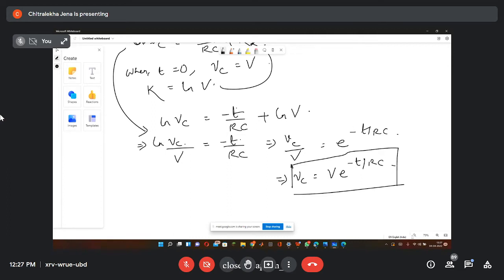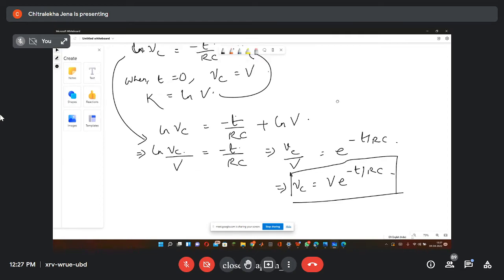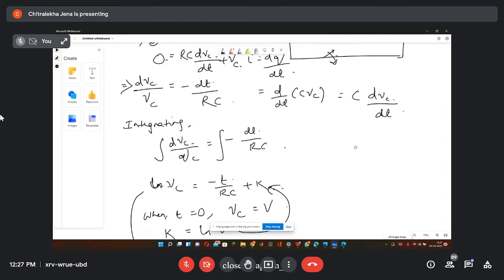t equal to 0. What is the value of Vc? Here you are getting in the equation V. t at infinite, what is the value of Vc? Zero. Have you got it or not? Those values? Yes or no? Okay, all of you have got it or not? Tell me.